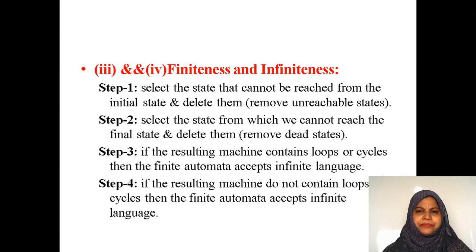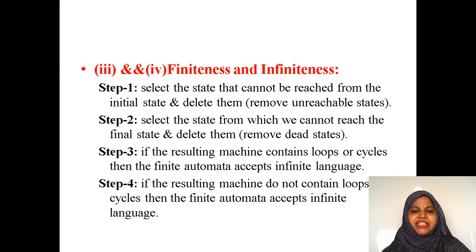In step 1, first we have to select the states that can't be reached from the initial state. Those states are unreachable states, so we have to delete them. In the second step, select the states from which we can't reach the final state. In some cases we can reach such a state from the initial state, but by using it we can't reach the final state. We delete such states. These types of states are known as dead states, so we have to delete such dead states.